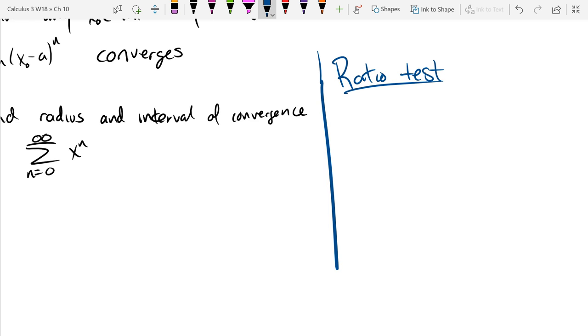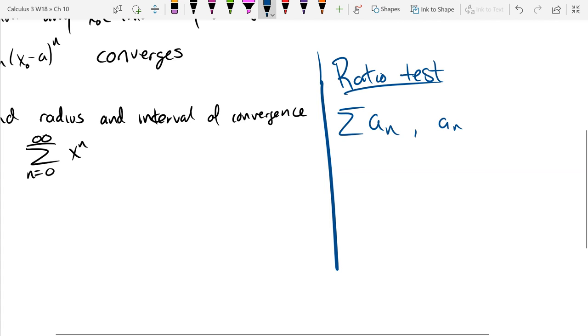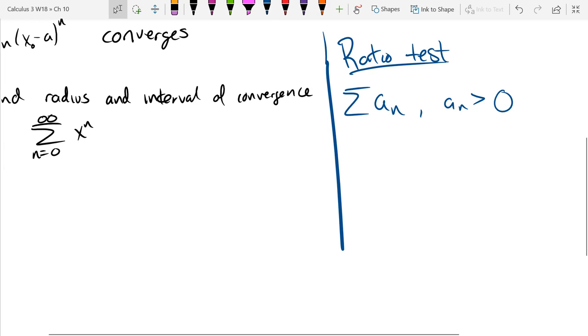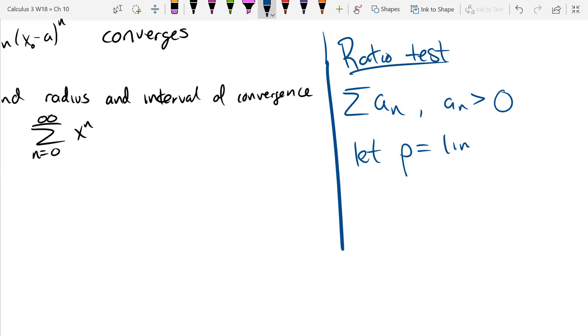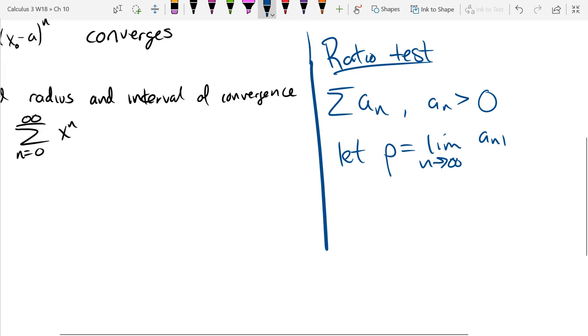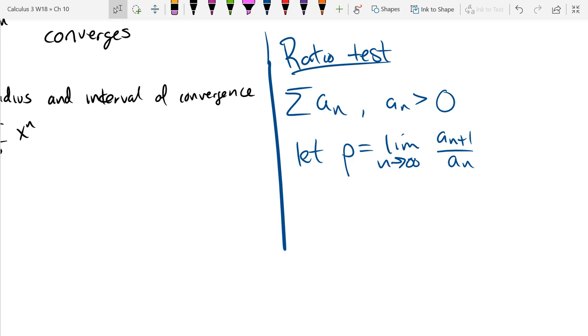Make sure, if I say something wrong, make sure you correct me here. So if we have a summation a n, ratio test, they have to not just be positive, but zero is not okay, because we're going to be dividing by a n plus 1. So a ratio test needs positive terms. And then we're going to let rho equal the limit as n approaches infinity. So that was a ratio test.